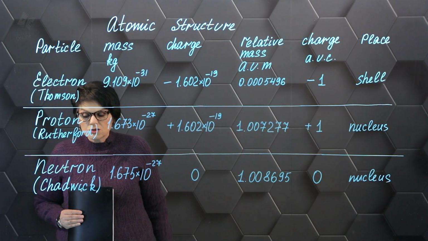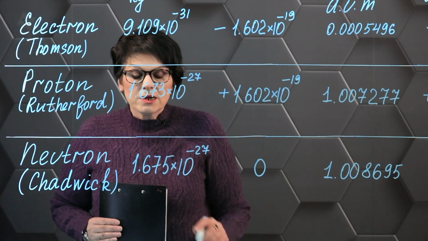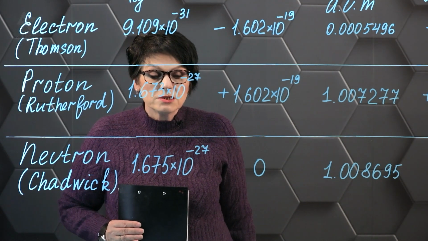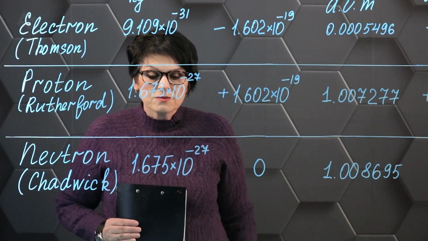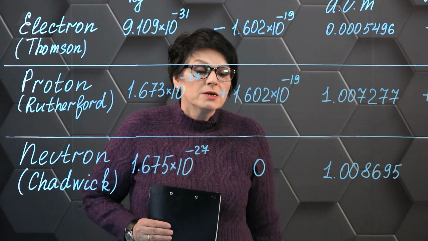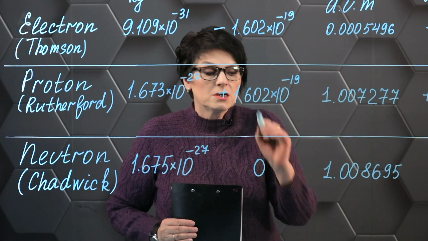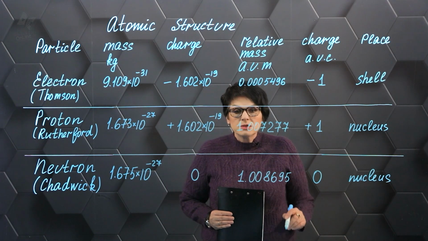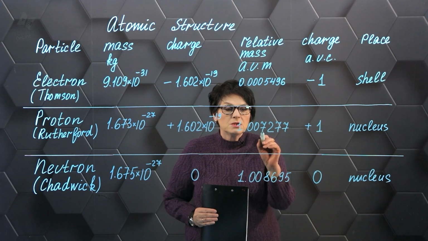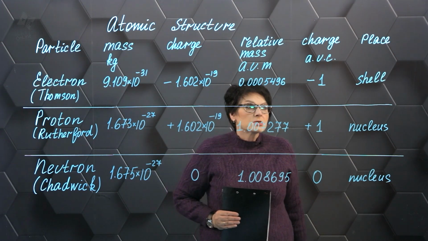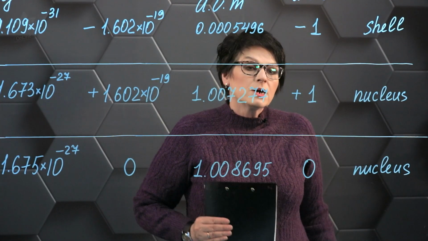Also within the nucleus is another particle, neutron. This particle was discovered by Chadwick. Its mass is 1.675 times 10 minus 27. That is, the mass of the proton and the mass of the neutron are about the same, differing only in the last sign. Then the charge of this particle is zero, unlike the proton and electron. Its mass in atomic mass units is close to the mass of the proton and has a small discrepancy in just these signs. The charge in atomic units is zero. The location of this particle occurs in the nucleus.